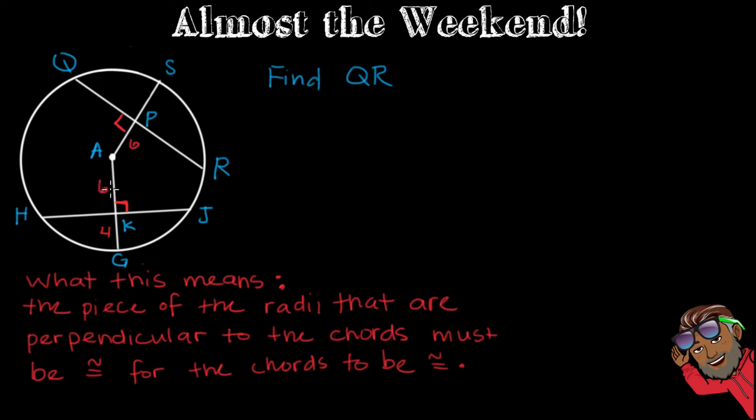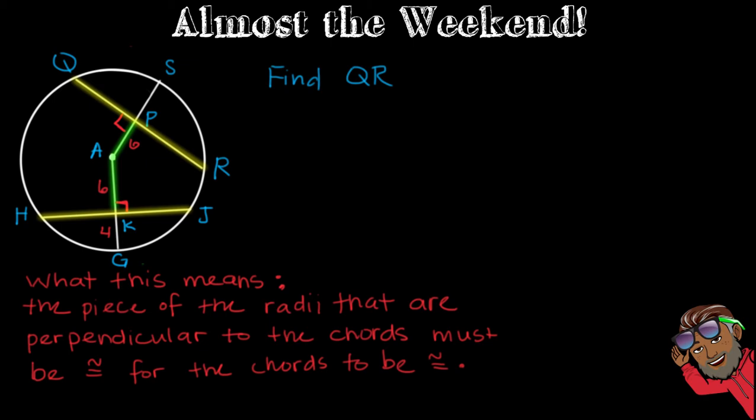Now what I noticed very quickly in this problem is that the distance that HJ is to the center A and the distance that QR is to the center A is exactly the same. Because the chords are exactly the same distance to the center, I'll go and mark that up, what I can do is conclude that the chords themselves must be congruent. So if the chords are the same distance to the center, then those chords are congruent to each other.